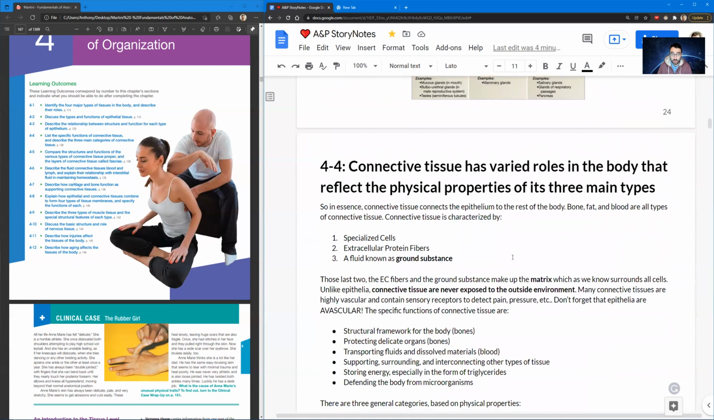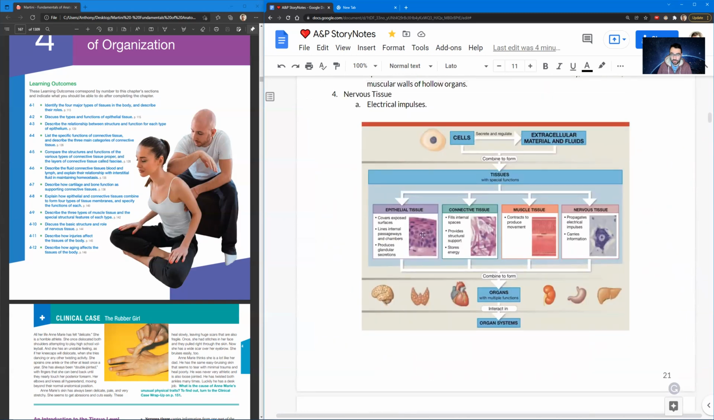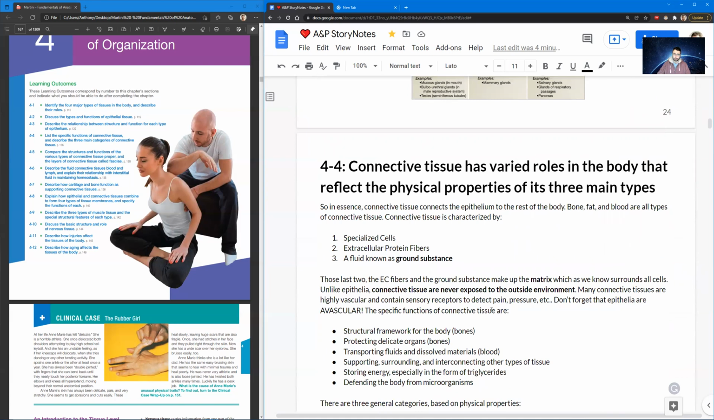All right. So now we're going to talk about connective tissue. So just going back to our macro level here, we talked about epithelial tissue. Now we're going to talk about that connective tissue, which fills internal spaces, provides support, and stores energy. And this connects that epithelium to the rest of the body. Believe it or not, bone and blood are types of connective tissue, right? Bone, fat, and blood. Connective tissue can be characterized by these very specialized cells, extracellular protein fibers, and a fluid known as ground substance.